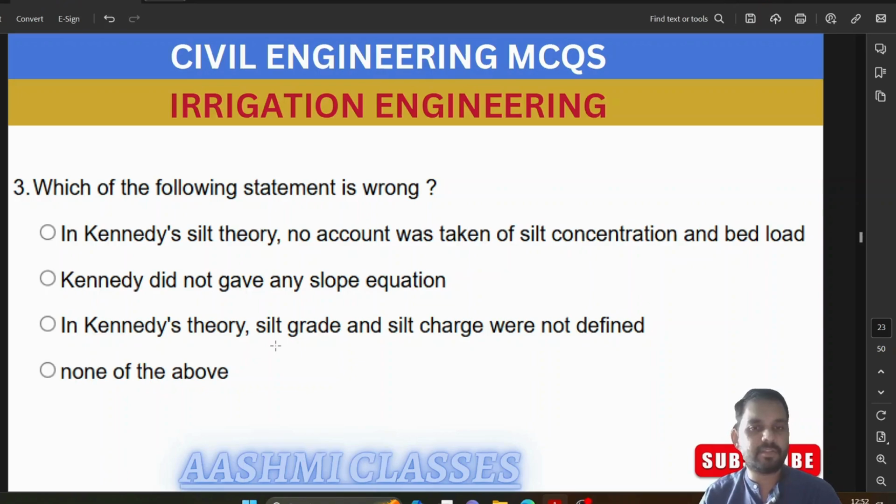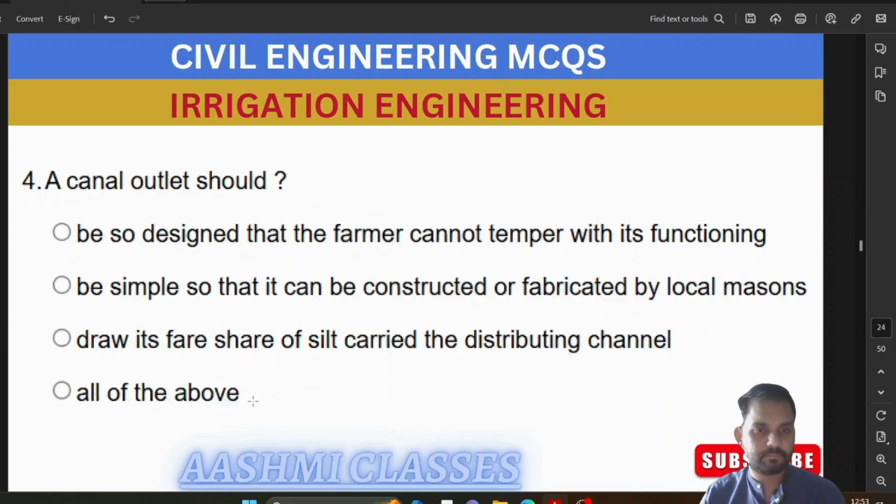In Kennedy's silt theory, no account was taken of silt concentration and bed load, correct. Kennedy did not give any slope equation, correct. In Kennedy's theory, silt grade and silt charge were not defined, correct. So the option will be none of the above. A canal outlet should be so designed that the farmer cannot tamper with its functioning, correct. Be simple so that it can be constructed or fabricated by local masons, correct. Draw its fair share of silt carried by the distributing channel, correct. The correct answer is all of the above.